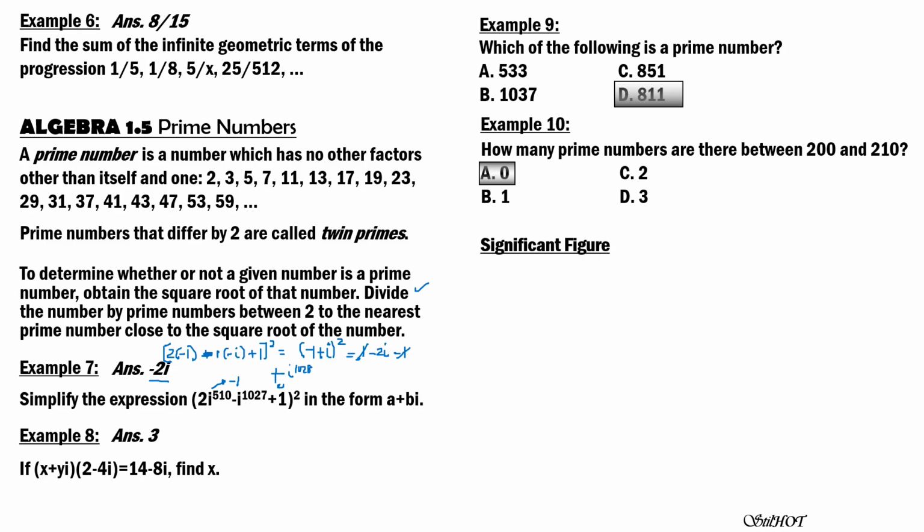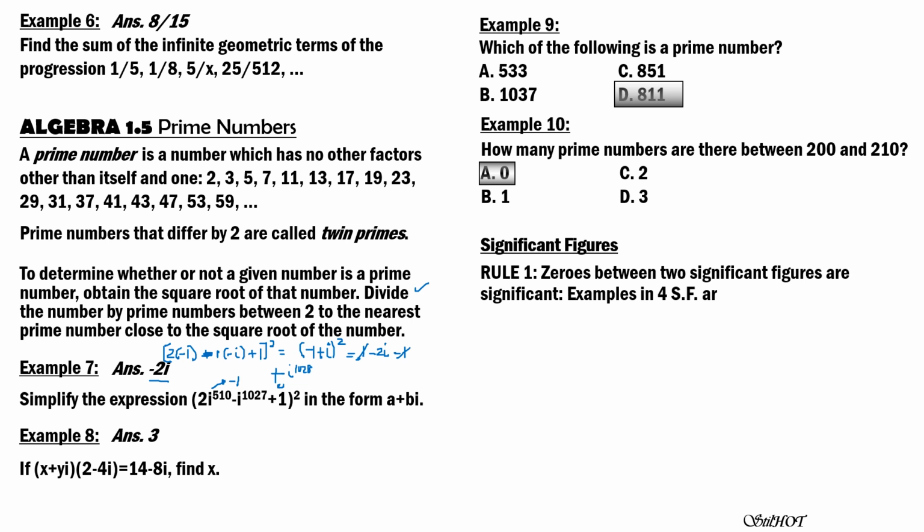Then this is the last topic on significant figures. There are 3 rules here. Rule number 1: zeros between 2 significant figures are significant. So examples in 4 significant figures are 1.003, 2.09. So these are zeros between 2 significant figures.